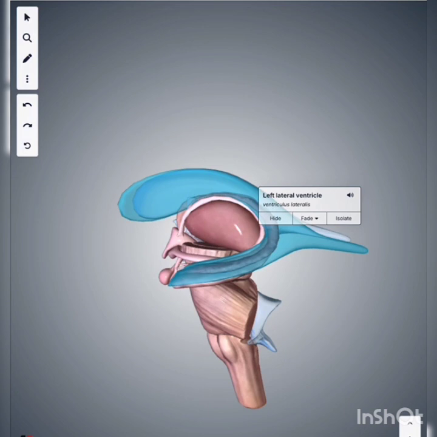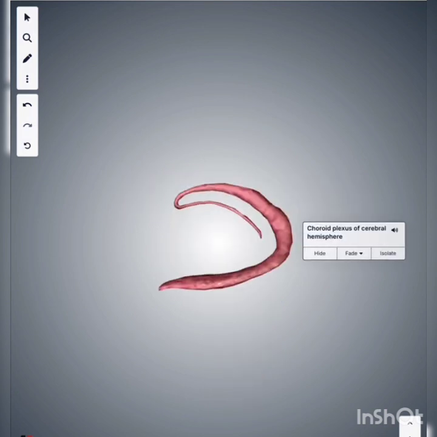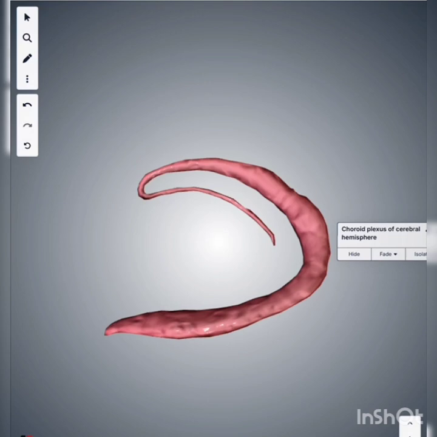Now coming to the lateral ventricle, choroid plexus. Coming to a closer look on the choroid plexus.